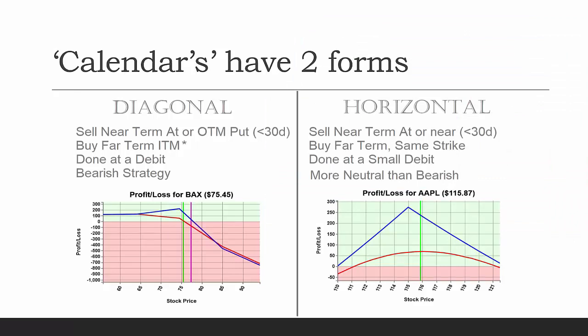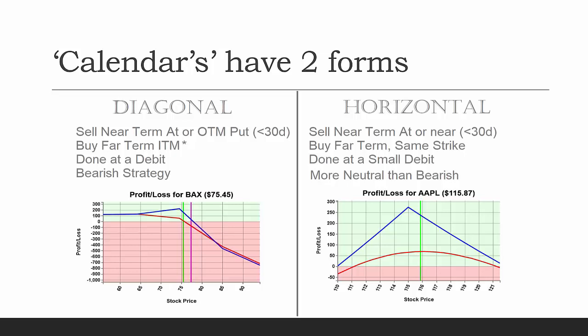Calendars really have two forms. The diagonal spread, which we just discussed, selling a near-term at or out of the money put less than 30 days out in time. Buying a far-term in the money put, in this case, a couple of months out in time. Now this is done at a debit spread, and it creates a bearish strategy for bearish markets.